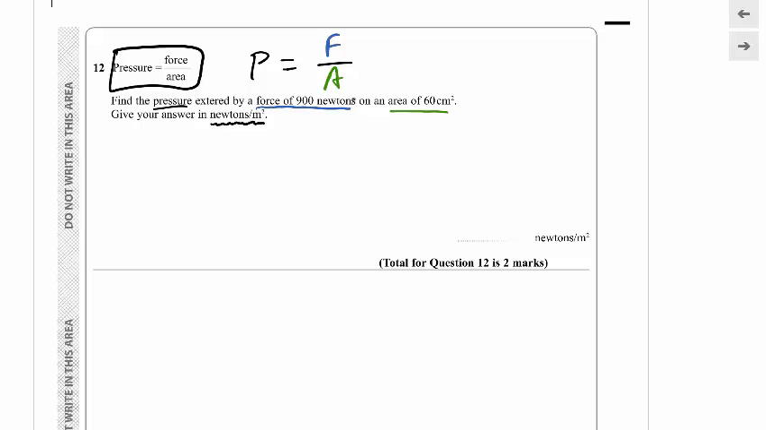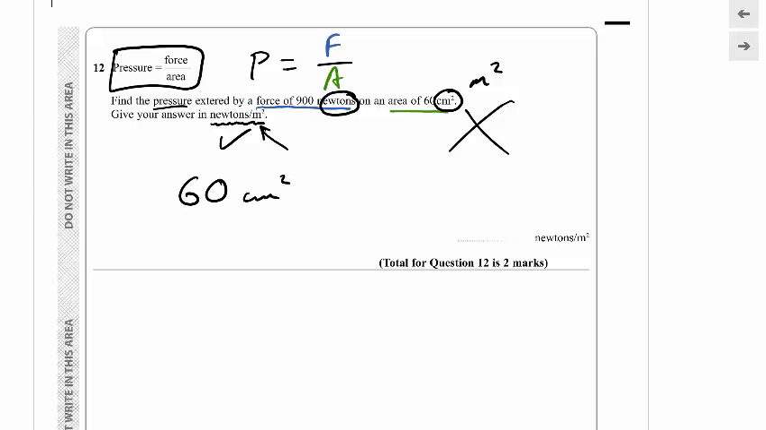Look at my units. This unit is in newtons. That's fine. I'm happy with that. But this unit here is given in centimetres squared. I want metres squared. So that's not what I want. So in other words, I'm going to have to convert 60 centimetres squared into something metres squared. Well, that actually doesn't look too bad, does it? Because 60 centimetres is just equal to 0.6 metres. So surely 60 centimetres squared is just equal to 0.6 metres squared.